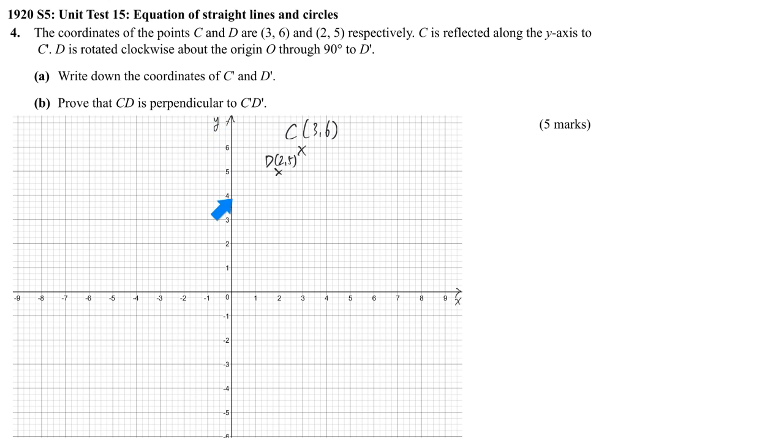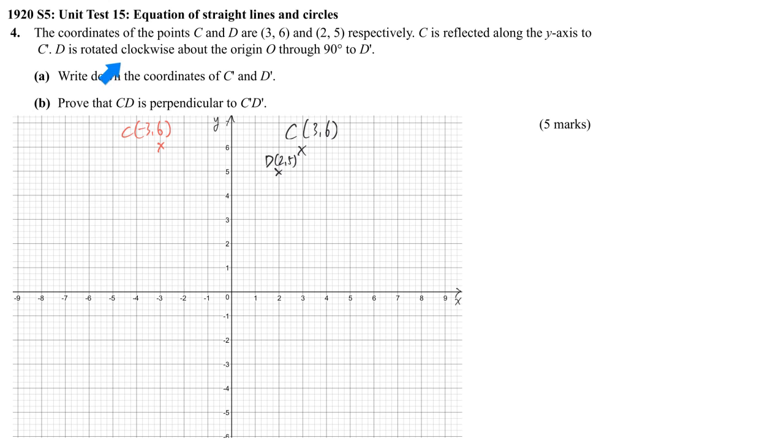Now they tell you that C is reflected along the y-axis. That means our mirror is the y-axis, and then C is reflected along this mirror. So from the right hand side, it will jump to the left hand side. Originally, go right by 3 will become go left by 3. So that's the position for the image of C. The coordinates are (-3, 6).